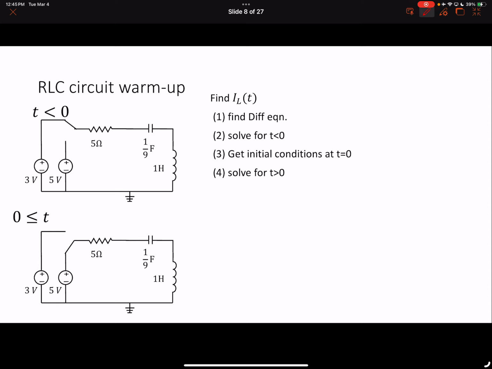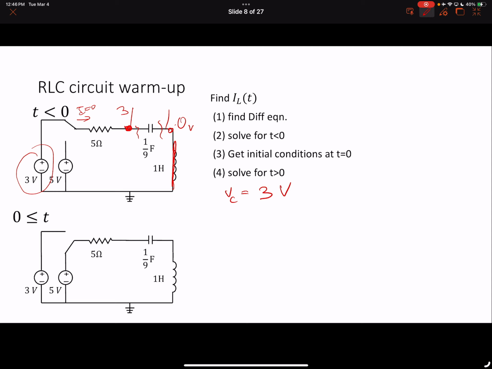So for time less than 0, you can assume that this source has been on for a very long time. So after a very long time, how does that inductor behave? Like a short. Yeah. And then the capacitor will behave as an open. And so that means that for time less than 0, there is no current flowing through here, which means that this voltage will be 3 volts. And then this voltage will be 0 volts. So we have that VC equals 3.